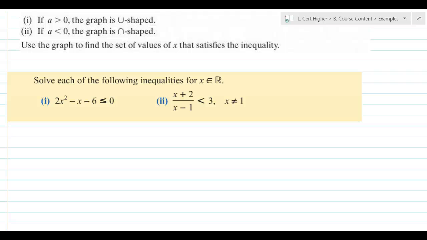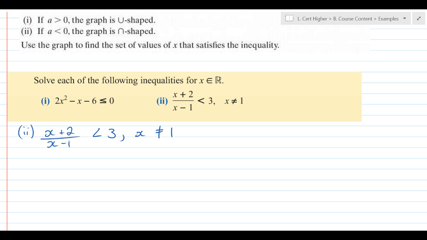Okay, so we're going to look at this second example. Part 2: x plus 2 over x subtract 1 is less than 3, and x cannot be equal to 1. I'll explain why in a second. The reason x can't be equal to 1 is, if I put in 1 for x there, what do I get along the bottom? x can't be 1 because you get 0 along the bottom.